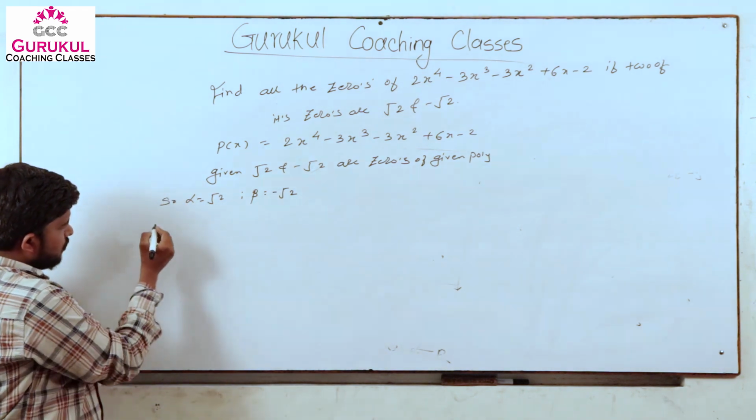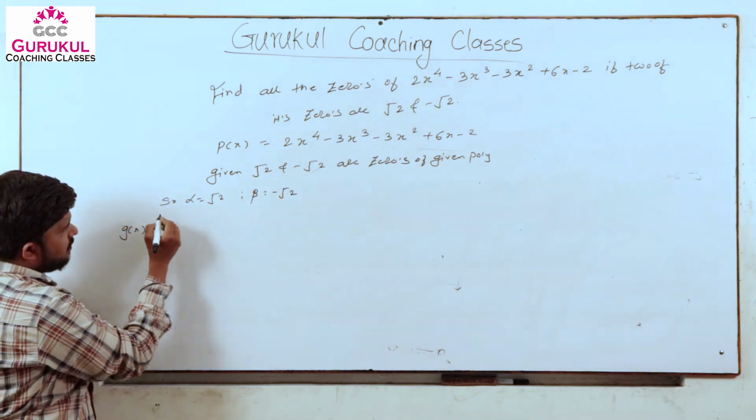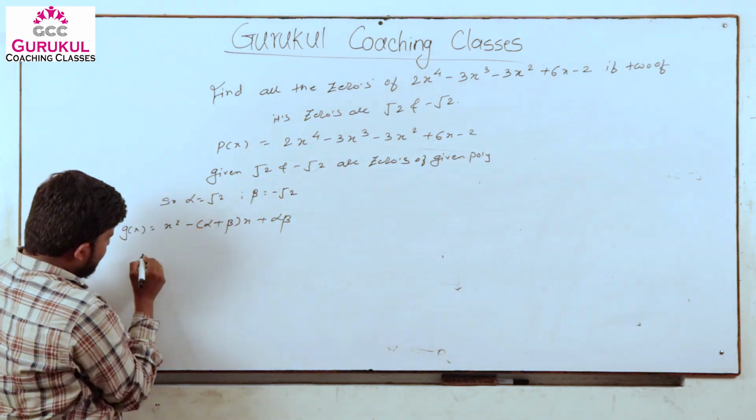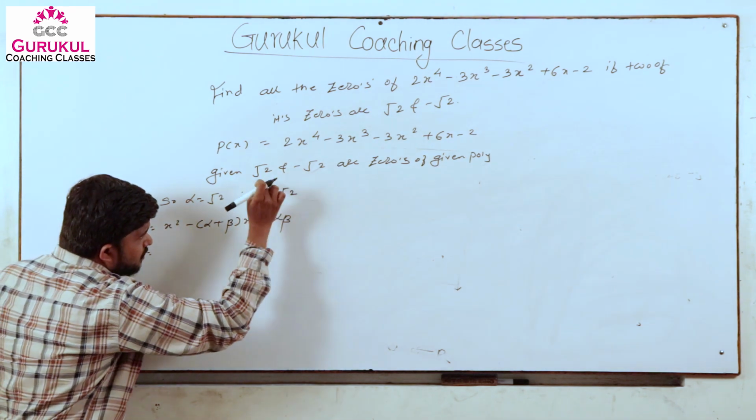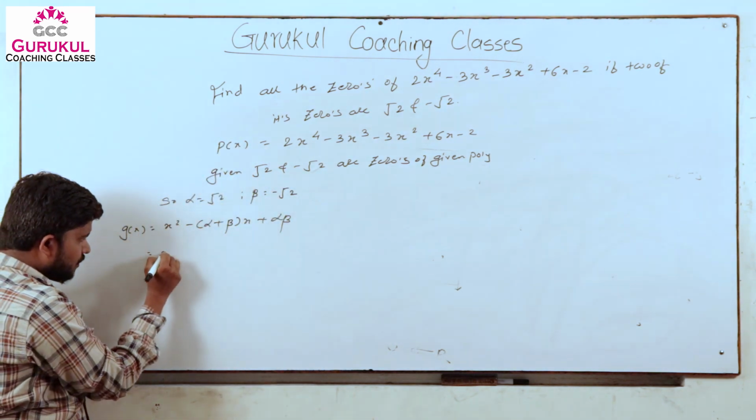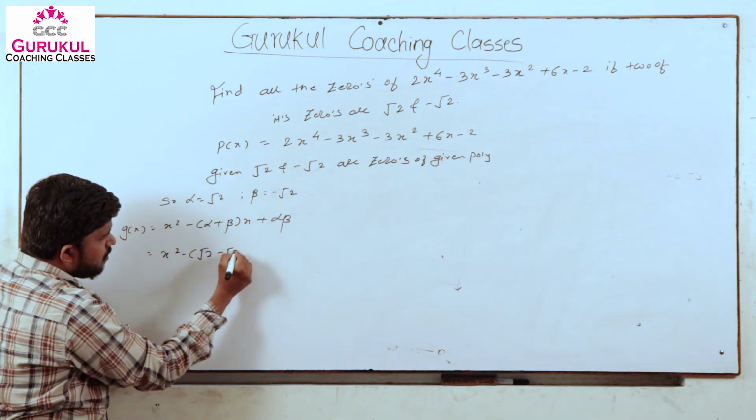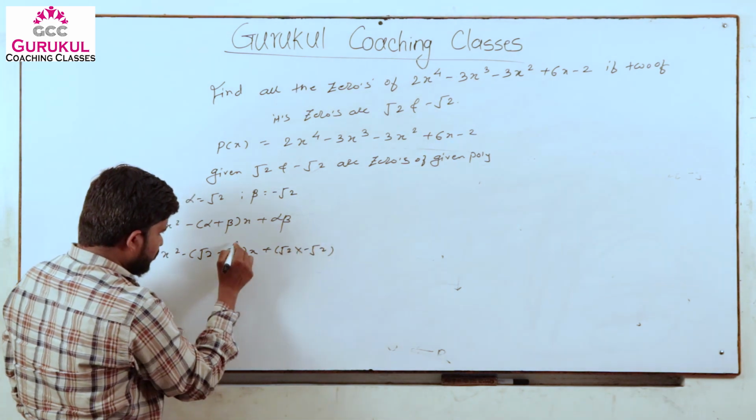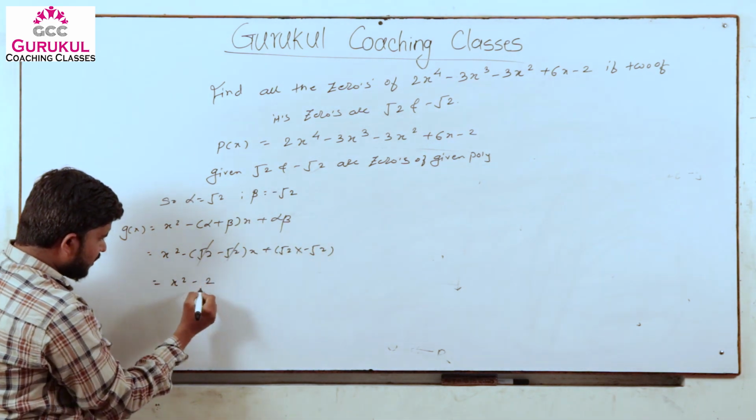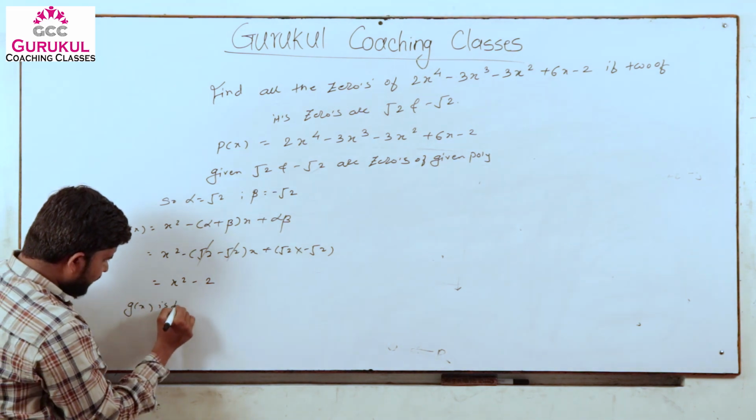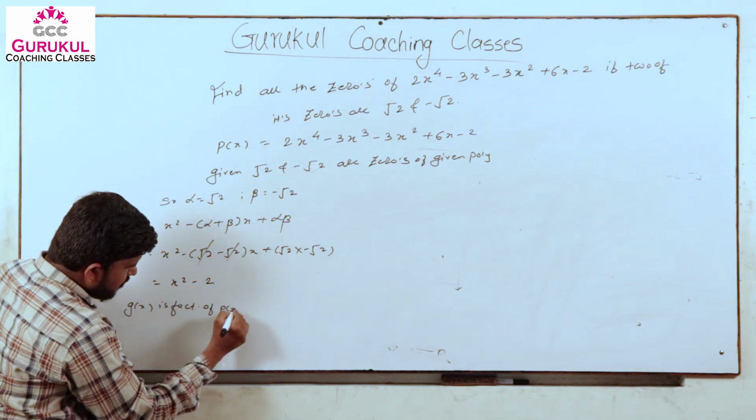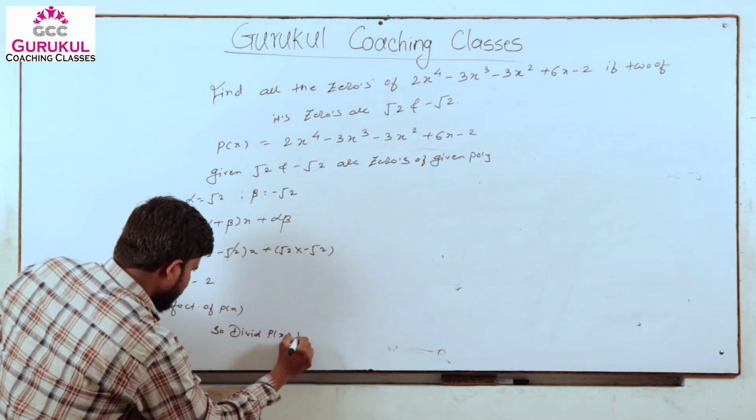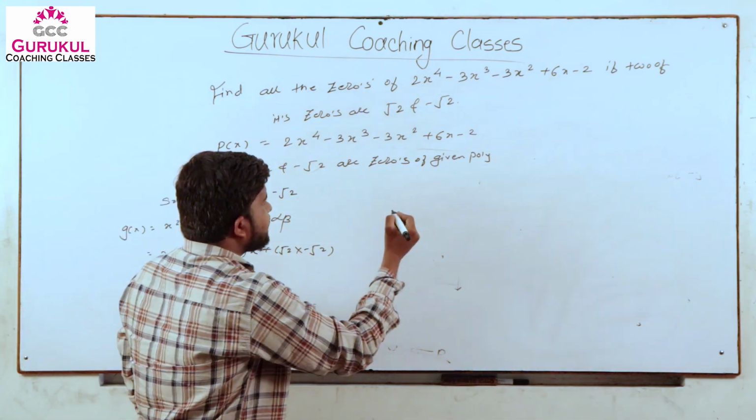So g of x is equal to x square minus (alpha plus beta) x plus alpha into beta. Zeros mean nothing but g of x is a factor of this polynomial. So x square minus (root 2 plus minus root 2) x plus root 2 into minus root 2. Cancel. So x square minus 2. So g of x is a factor of p of x. So divide p of x by g of x.